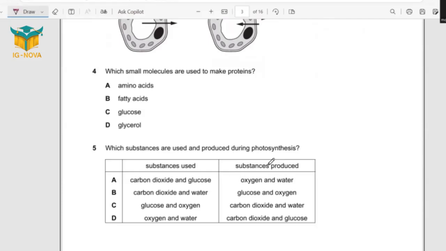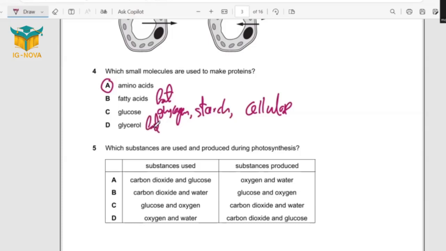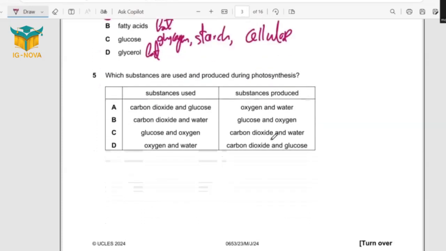Question 4, which small molecule is used to make protein? Protein means amino acids. This is fat: fatty acids are the monomer or basic unit of fat. Glucose is the monomer or basic unit of glycogen, of starch, of cellulose even. Cholesterol, same idea as B, monomer or building unit of fat. In grade 11 inshallah if you continue bio, fat is not a true polymer, like later on. For simplification in IGCSE we accept this idea.